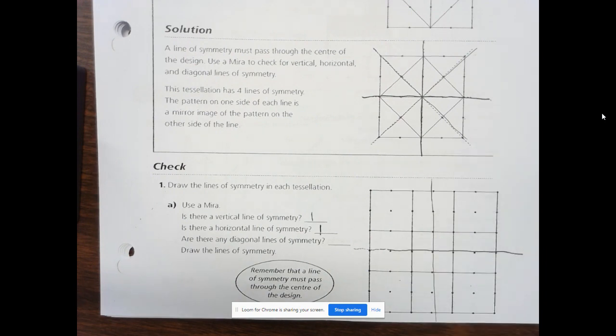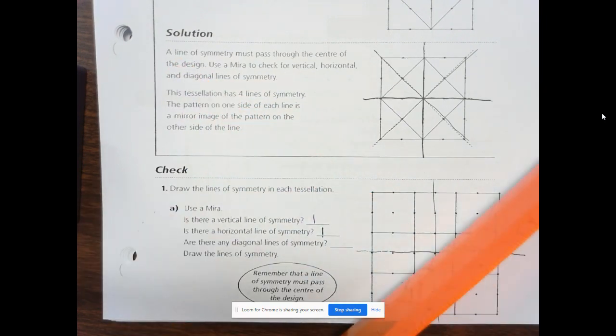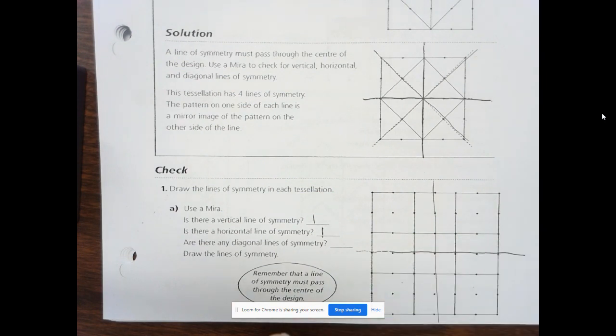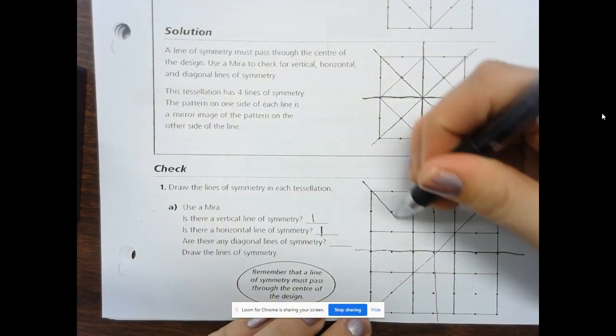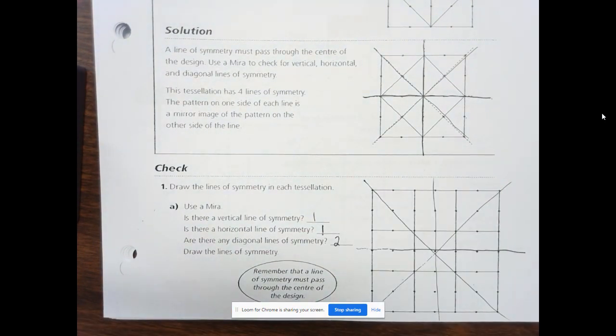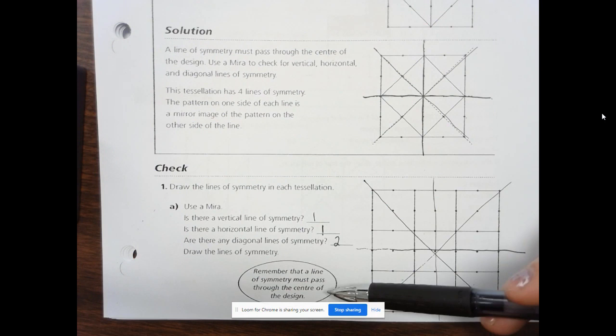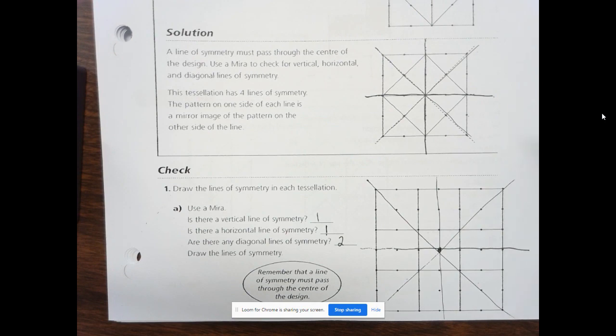Now, because this is a square, I can check to see if there's a diagonal line of symmetry, and there is. There's one this way, and there's also one that would go diagonally the other way. So vertical or diagonal lines of symmetry, there are 2. And please also remember that the line of symmetry should always be going through the center of the design. So that's your hint to help you out.